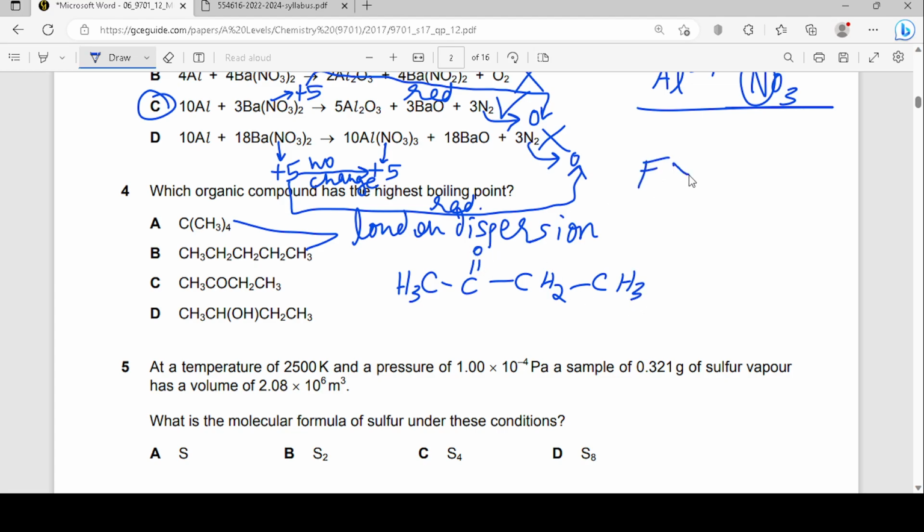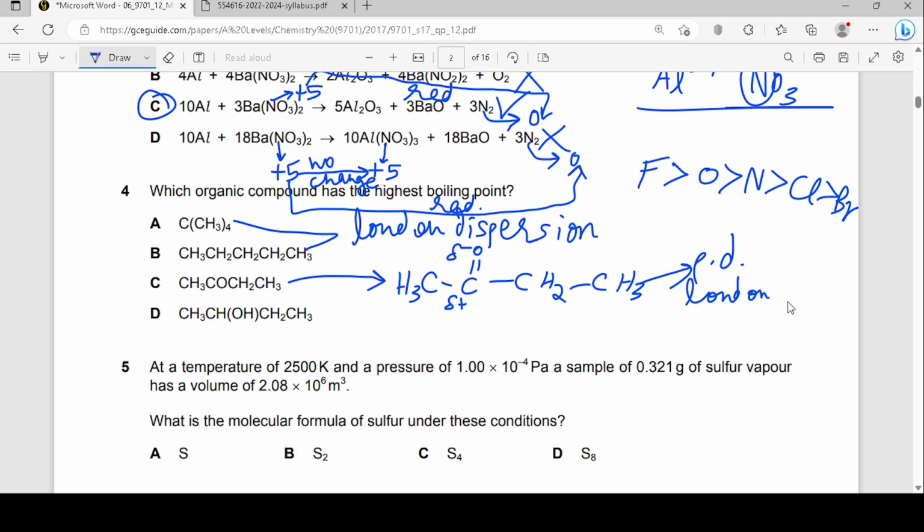The five most electronegative atoms are fluorine, oxygen, nitrogen, chlorine, and bromine, right? So you have oxygen and carbon. They have quite a significant electronegativity difference. So this carbon is partially positive, this oxygen is partially negative, and there are permanent dipole forces in CH3COCH2CH3.